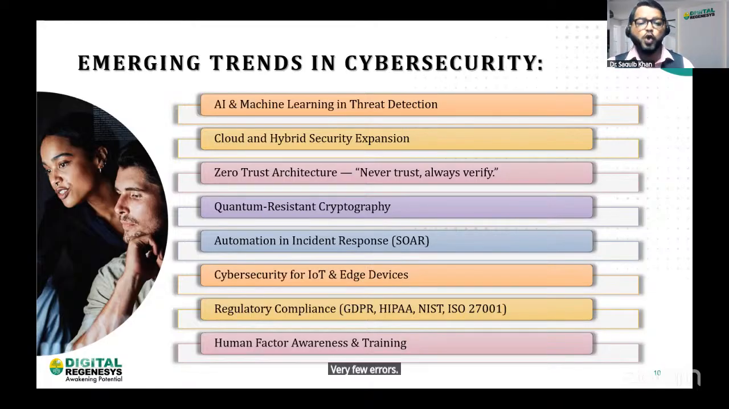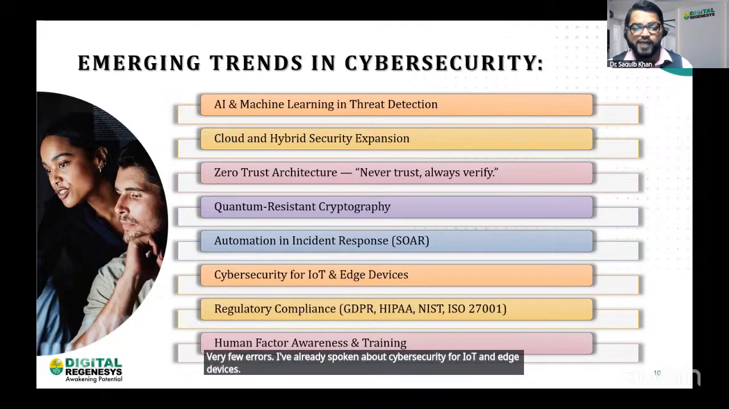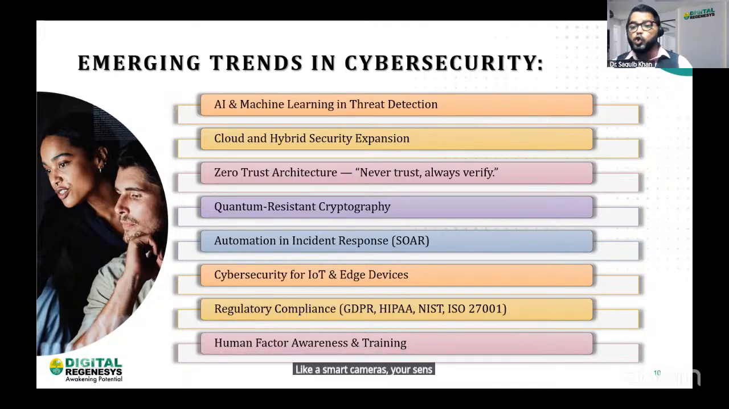I've already spoken about cybersecurity for IoT and edge devices, like your smart cameras, your sensors, your industrial robots that are growing fast, but they often lack strong security. So these devices, remember, can be an entry point for hackers due to weak passwords, outdated firmware, or unencrypted data, right?